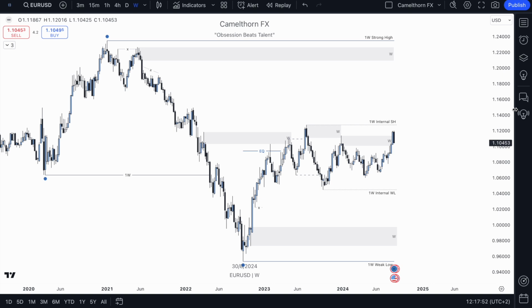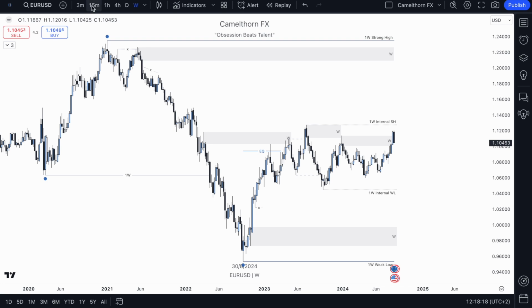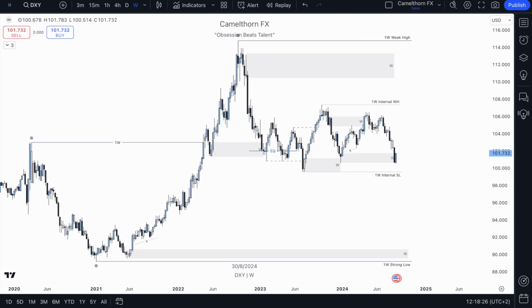Now, before we kick things off here on the weekly time frame of EUR/USD, I want us to very quickly have a look at the DXY. And what you'll notice straight off the bat is that our weekly time frame here on the DXY is almost an inverted mirror image of our weekly analysis here on EUR/USD. And the reason for this is because EUR/USD is inversely correlated to the DXY.